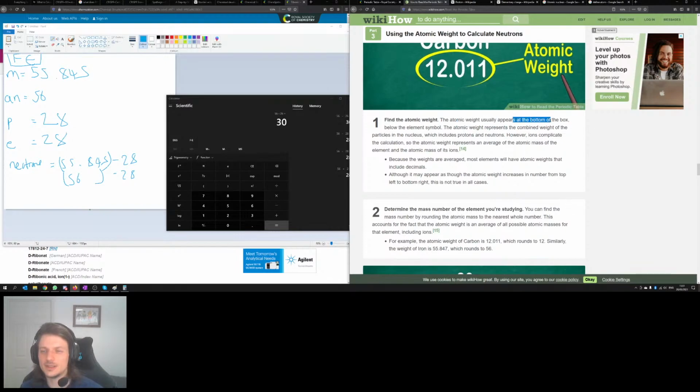The atomic weight usually appears at the bottom of the box below the element. The atomic weight represents the combined weight of the particles in the nucleus, which includes protons and neutrons. However, ions complicate the calculation, so the atomic weight represents an average of the atomic mass of the element and the atomic mass of its ions. Classic flaw in me reading things.